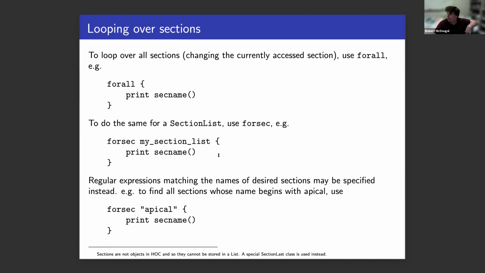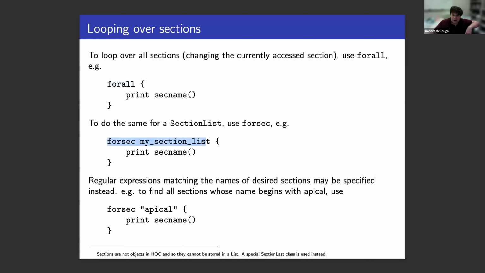We are over time, and I want to be respectful and come to an end as quickly as possible. So we've already mentioned secname, which will tell you the current section. forall is a thing that people use in the context of where you might use a section name, except instead forall loops over every single section. That's roughly equivalent to for sec in h.allsec.